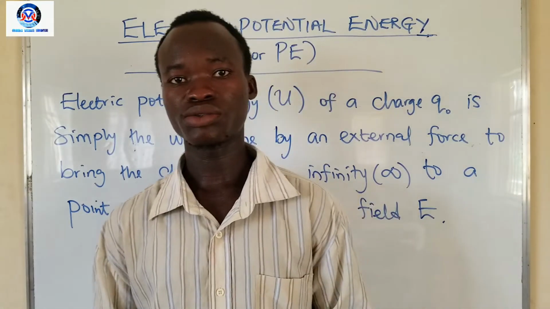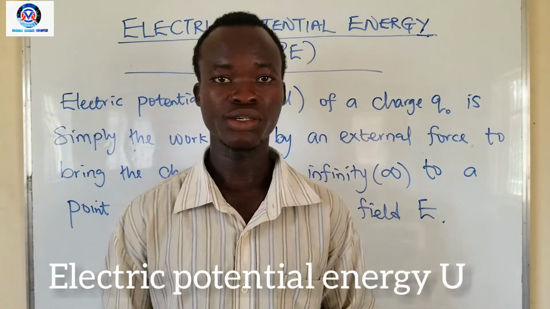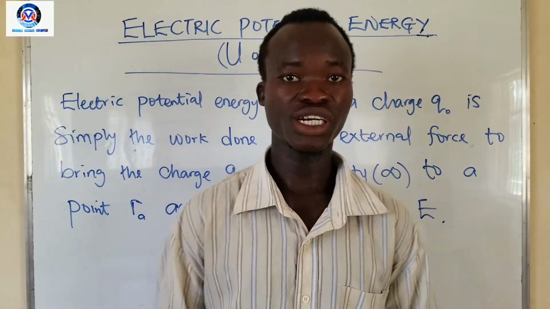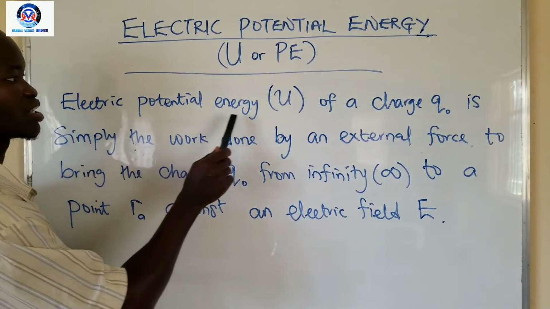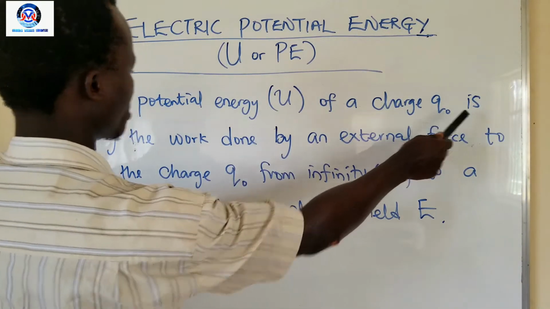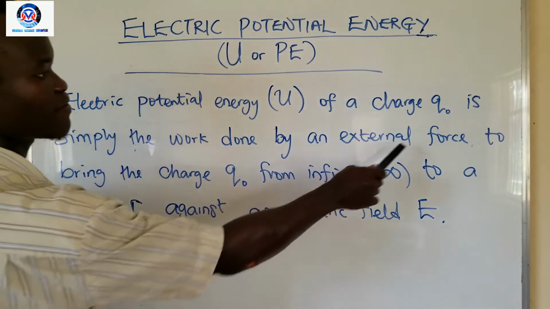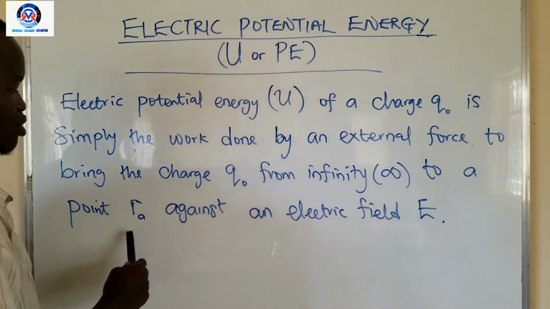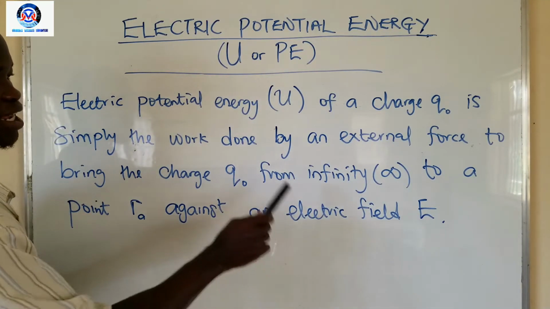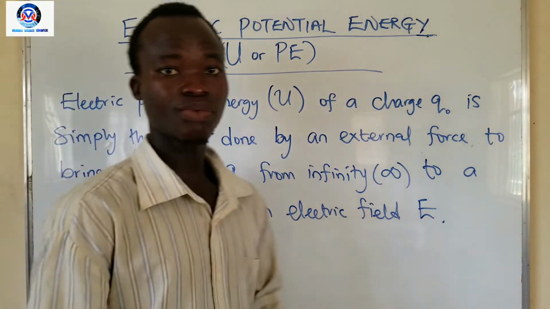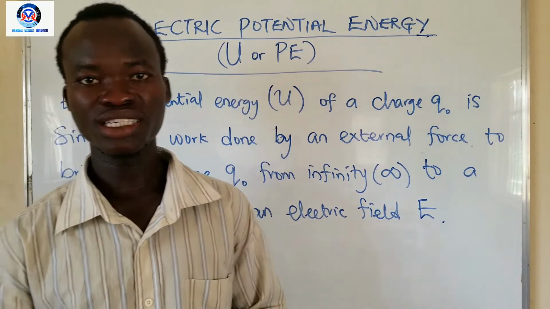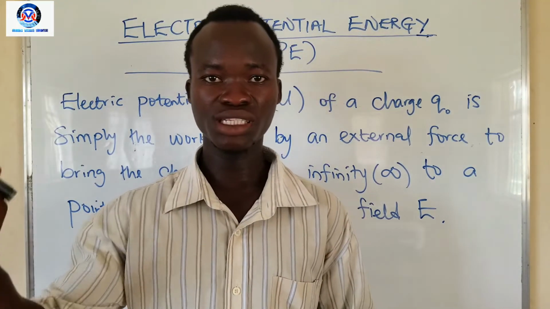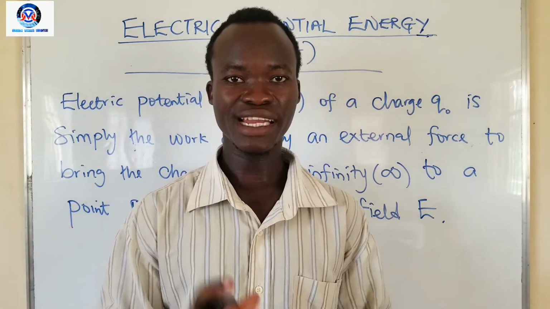Today we shall be talking about the electric potential energy of a charge. Now, what is the electric potential energy of a charge? The electric potential energy U of a charge Q naught is simply the work done by an external force to bring the charge Q naught from infinity to a point Ra against an electric field E. The electric potential energy of a charge is simply the work required to bring that charge from infinity to a point against an electric field.